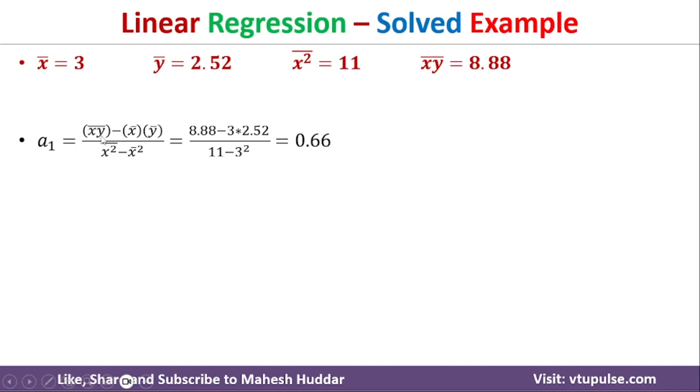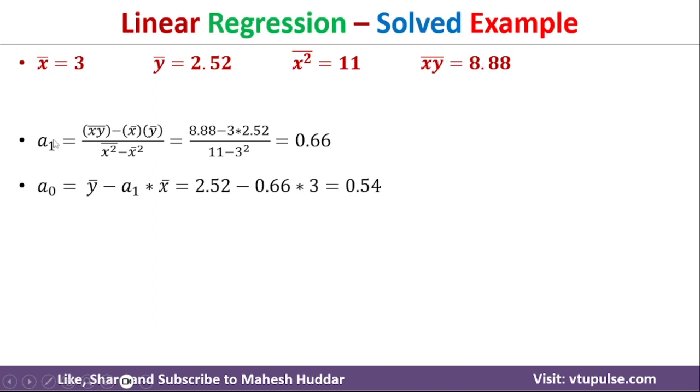a1 is equal to xy bar, which is already calculated here. x bar is calculated, y bar is calculated, divided by x square bar, which we have already calculated. x bar is known to us, and its square we can easily calculate. So we put all those values in. We get the value 0.66 as a1 in this case. Once you calculate the value of a1, we need to calculate the value of a0. a0 is equal to y bar minus a1 times x bar. So we put in all these values. We get 0.54 in this case.